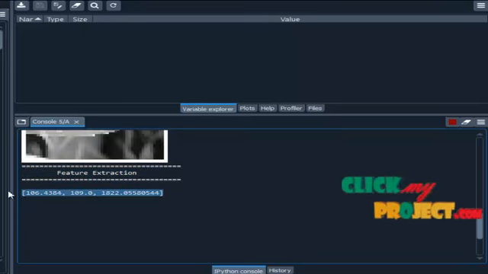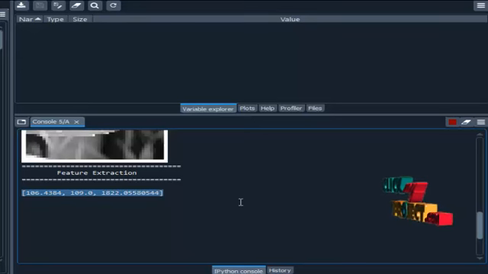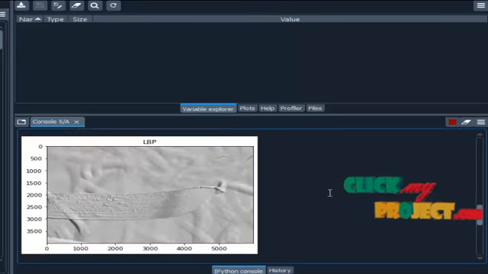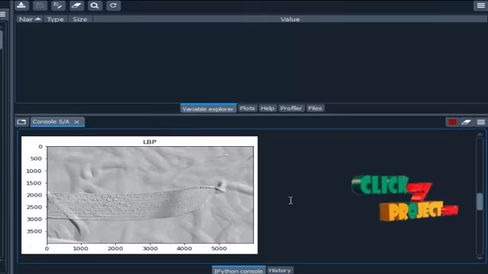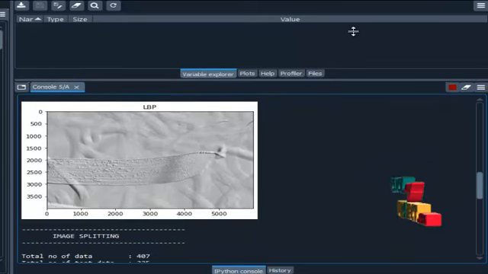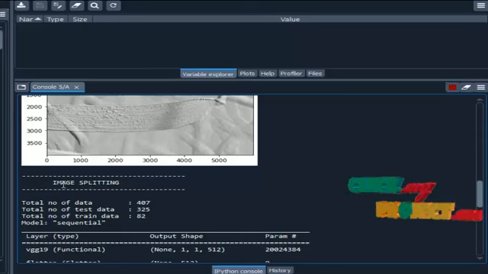This is the feature extraction value for mean, median and variance. This is the result for the feature extracted image, such as the local binary pattern. Then image splitting. Here this is the total number of images, the total number of test and the total number of train.